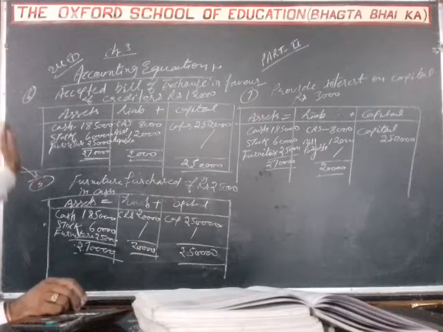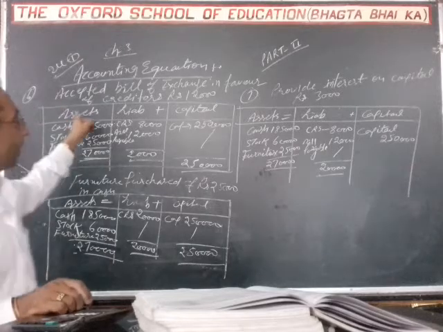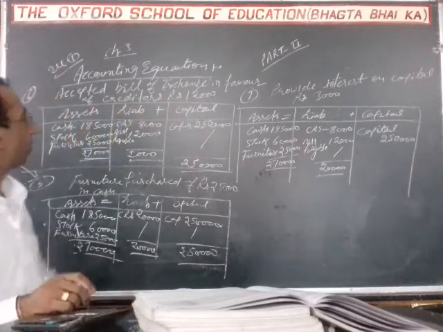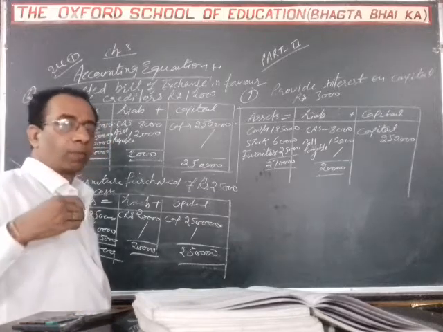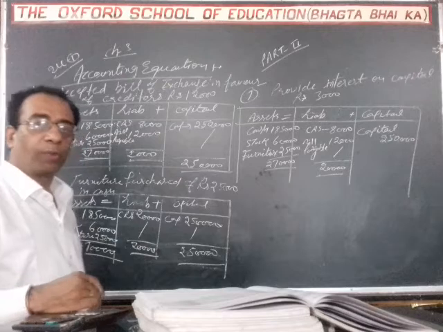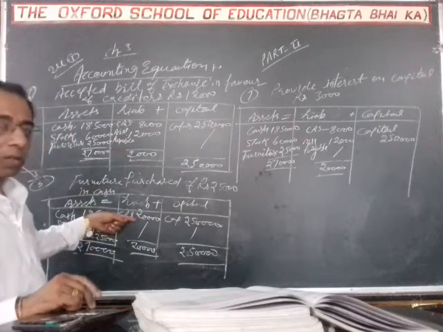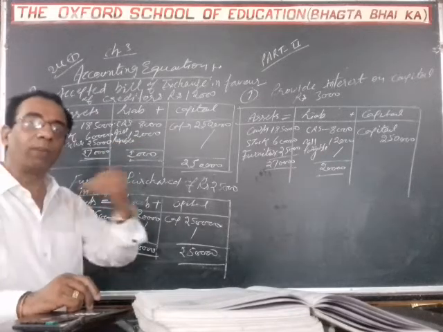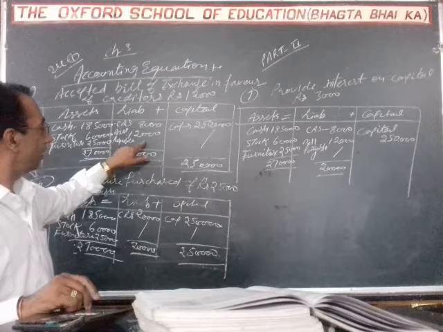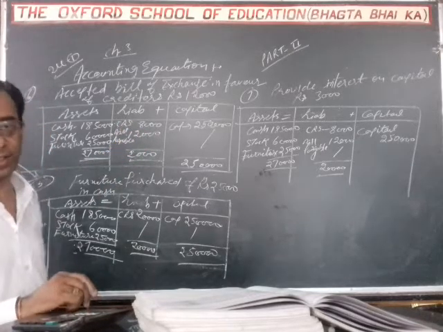Now we have to prepare table 6. The statement is: accepted a bill of exchange in favor of creditor, rupees 12,000. That means we had given a bill instead of cash, which is known as bills payable. So the creditor is 20,000, and out of 20,000, for 12,000 we gave the creditor a bill. So bills payable is 12,000 and the remaining creditor is 8,000.